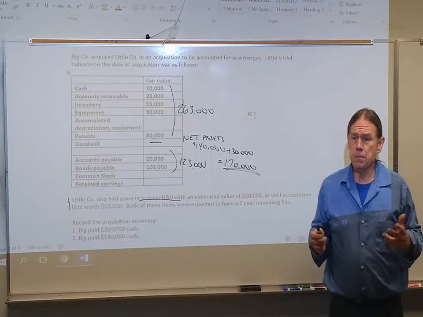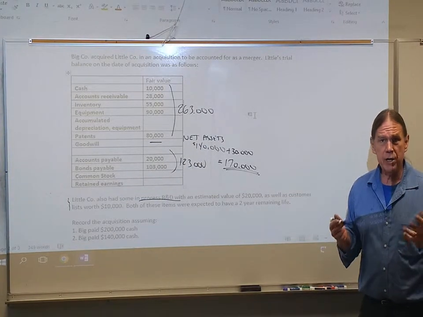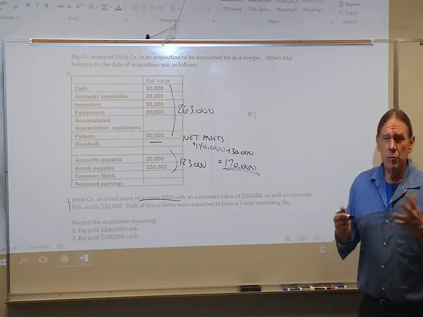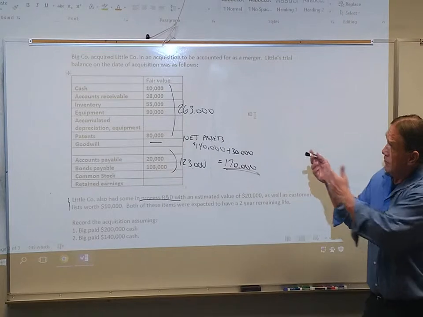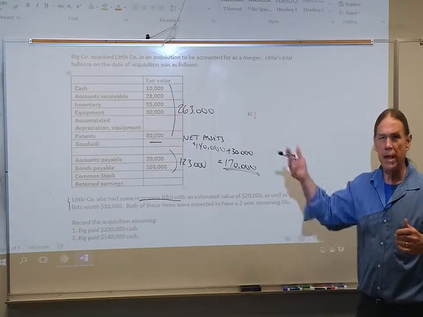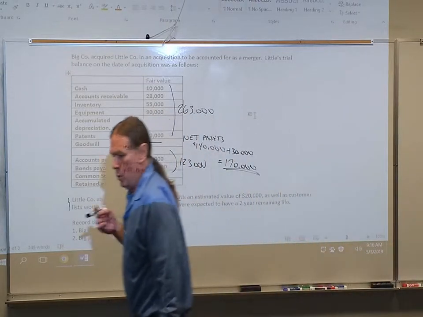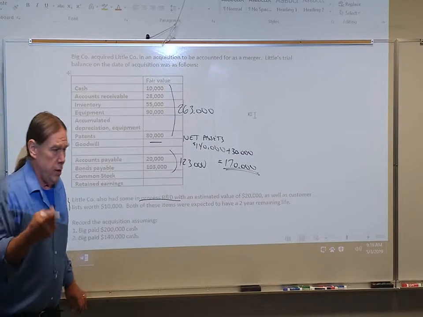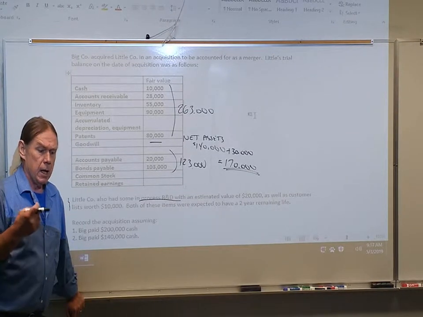On a similar note, in normal circumstances we recognize contingent liabilities, but we never recognize contingent gains and contingent assets. If Little had filed a lawsuit against some competitor for patent infringement or something like that, and they were fairly certain they were going to win, they say, look, we think we're going to get this big settlement from the court system.